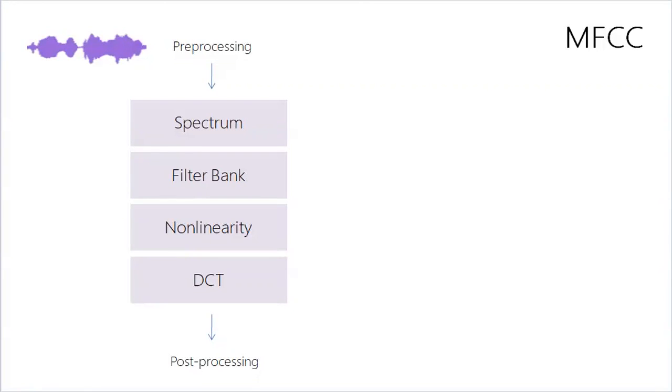Let's recap the MFCC structure. Essentially, it's about 4 steps or 4 building blocks. We compute the spectrum, we apply the Mel filter bank, we apply some nonlinearity, and we perform the discrete cosine transform in the end. There are also pre-processing and post-processing stages, and I will talk about them a bit later.